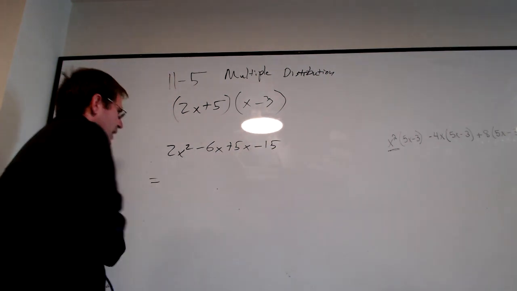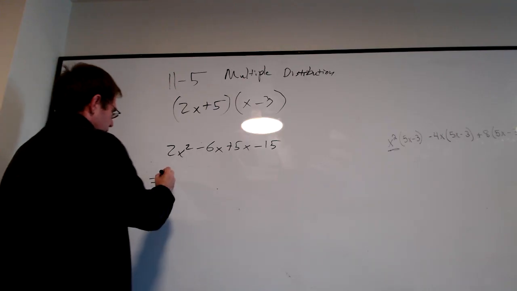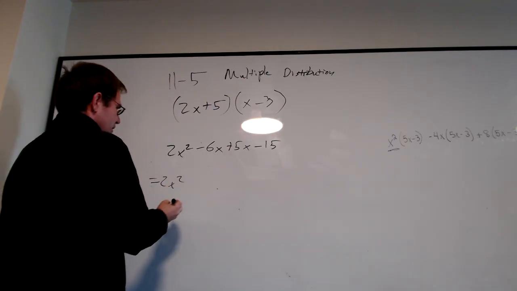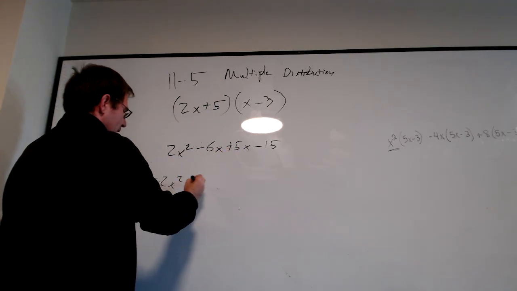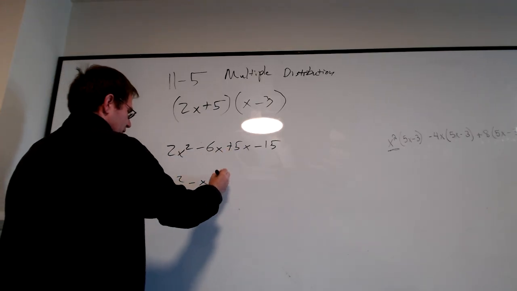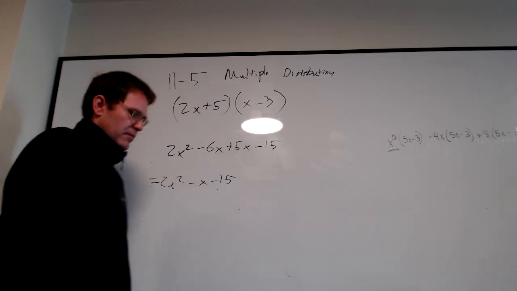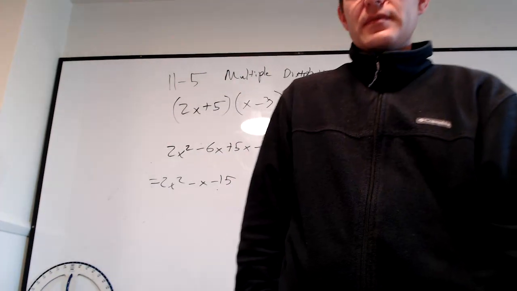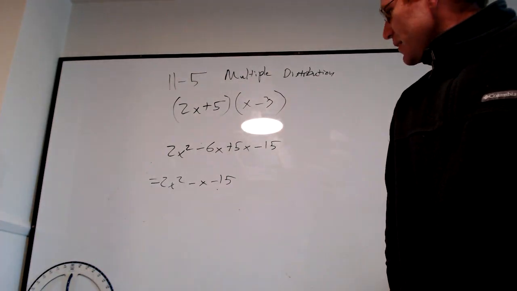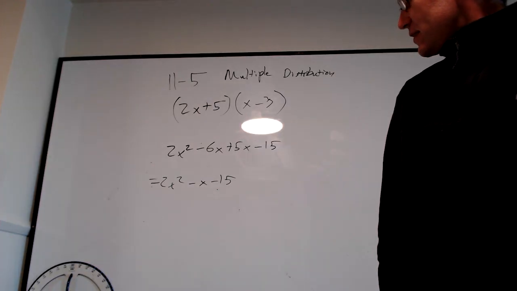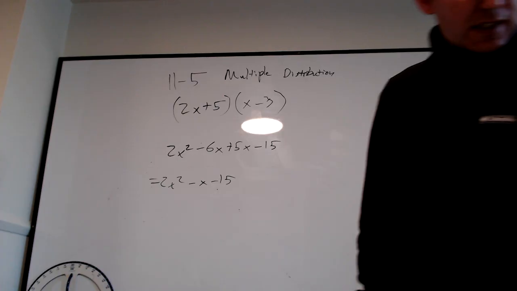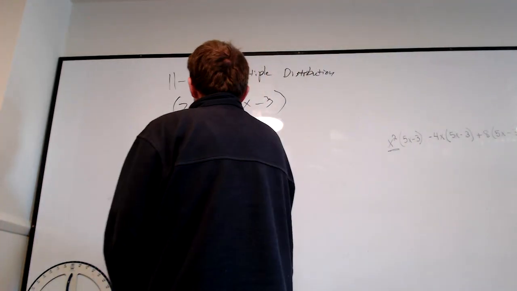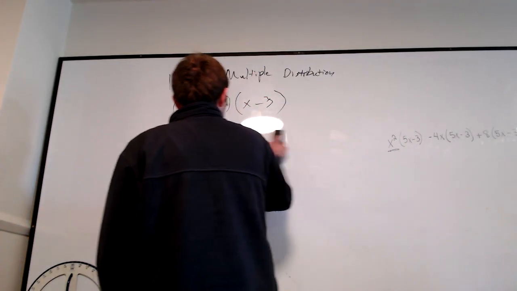Okay, so now we can combine like terms. So 2x squared is still the same. We have a minus 6x and a positive 5x, so that's minus x, minus 15. Can we simplify it more? I don't believe so. Nope. Okay, now we're going to do one that's a little more complex.